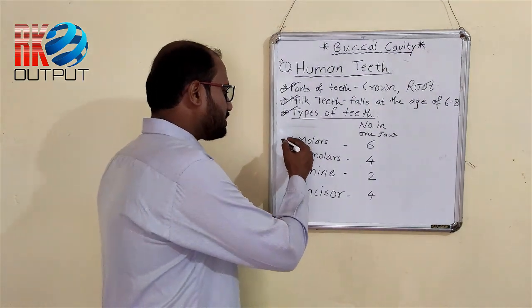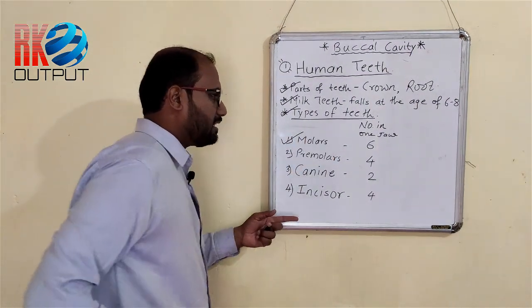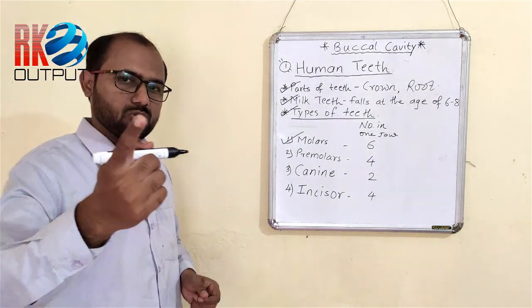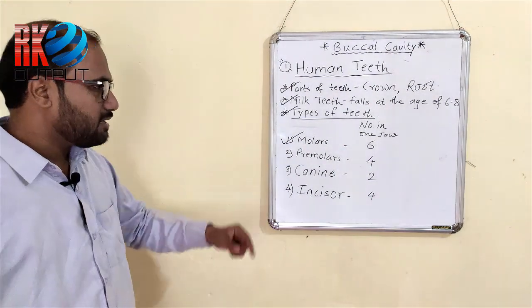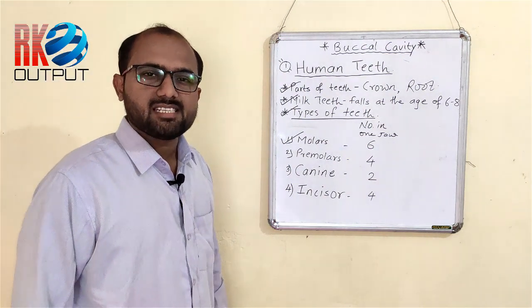Let us see the first type of the teeth. After the explanation I will show you the diagram also, and through the diagram also we are going to study. Let us see the first type. It is called molars.